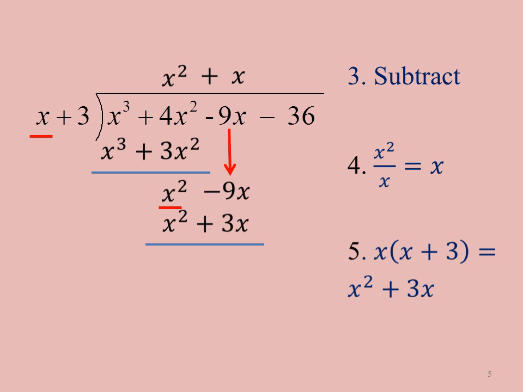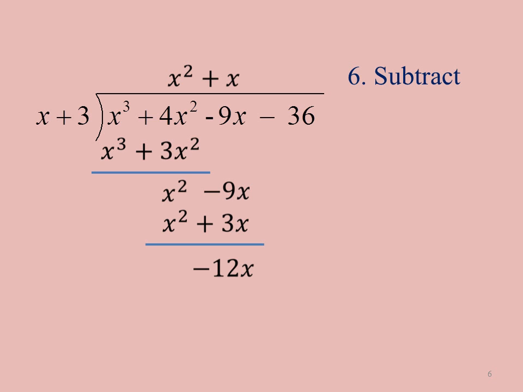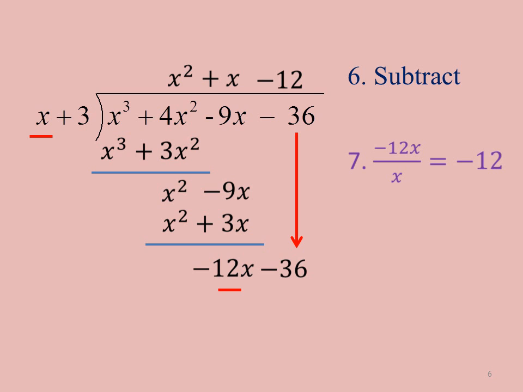Once again, x squared minus x squared is 0. Negative 9x minus 3x will give negative 12x. We bring down the next term, the negative 36. Once again, we look at the first term of the divisor and the negative 12x, and we do the division. Negative 12x divided by x will equal negative 12. We transfer this answer of negative 12 into the quotient.